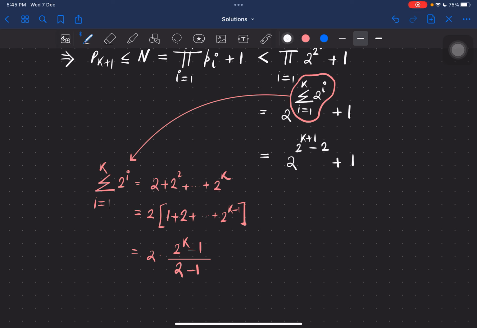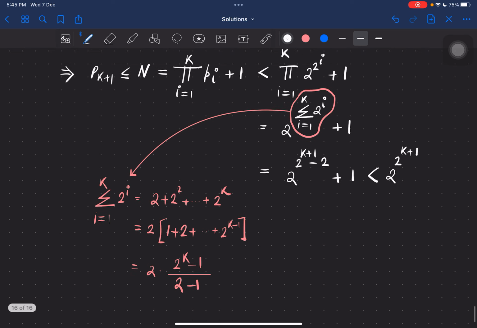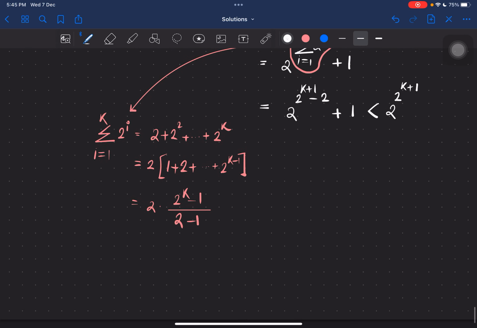Once this is done, you can easily say that this is less than 2 power k plus 1, because we have minus 2 here, and plus 1 will not make much difference because we are exponentially increasing the power of 2. So we have shown that pk plus 1 is strictly less than 2 power k plus 1. Hence the result is true for all n by induction.